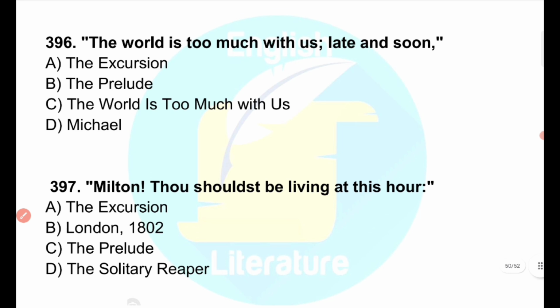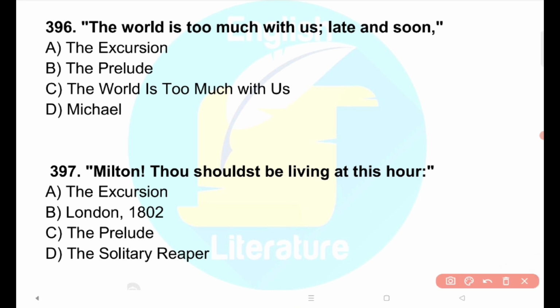The world is too much with us, late and soon. Option C. This is the opening line of the Wordsworth sonnet The World Is Too Much with Us, 1807. The poem criticizes materialism and the loss of connection with nature in the modern world.